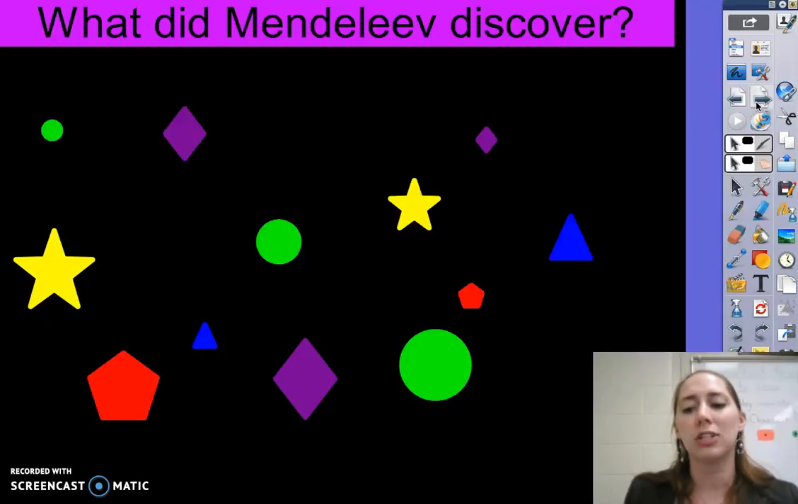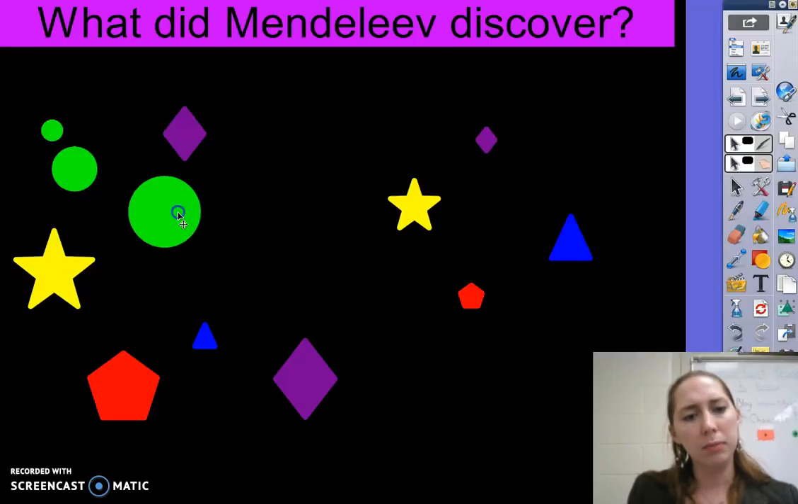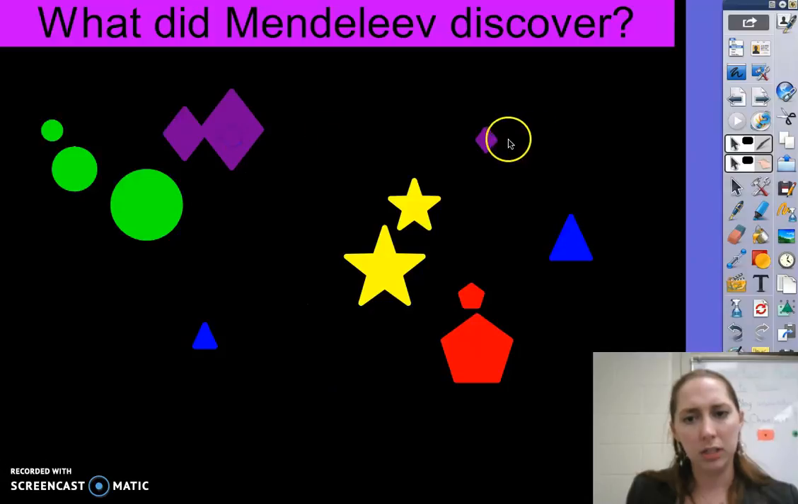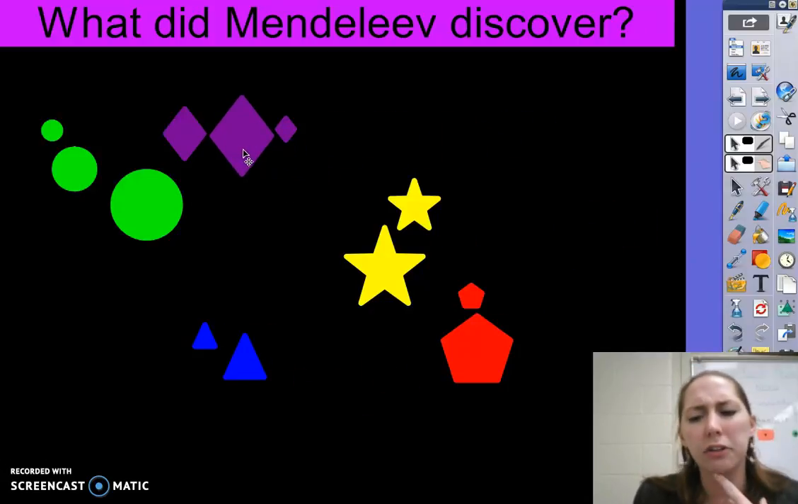Dmitri Mendeleev is this Russian guy who studied the elements. And for this, let's pretend we've got these different shapes, and they represent elements. He would look at them and be like, oh, look, these ones are the same color and shape, these ones are the same color and shape, so are these, this, and this. And he might study this, he's like, okay, how could I arrange this more?